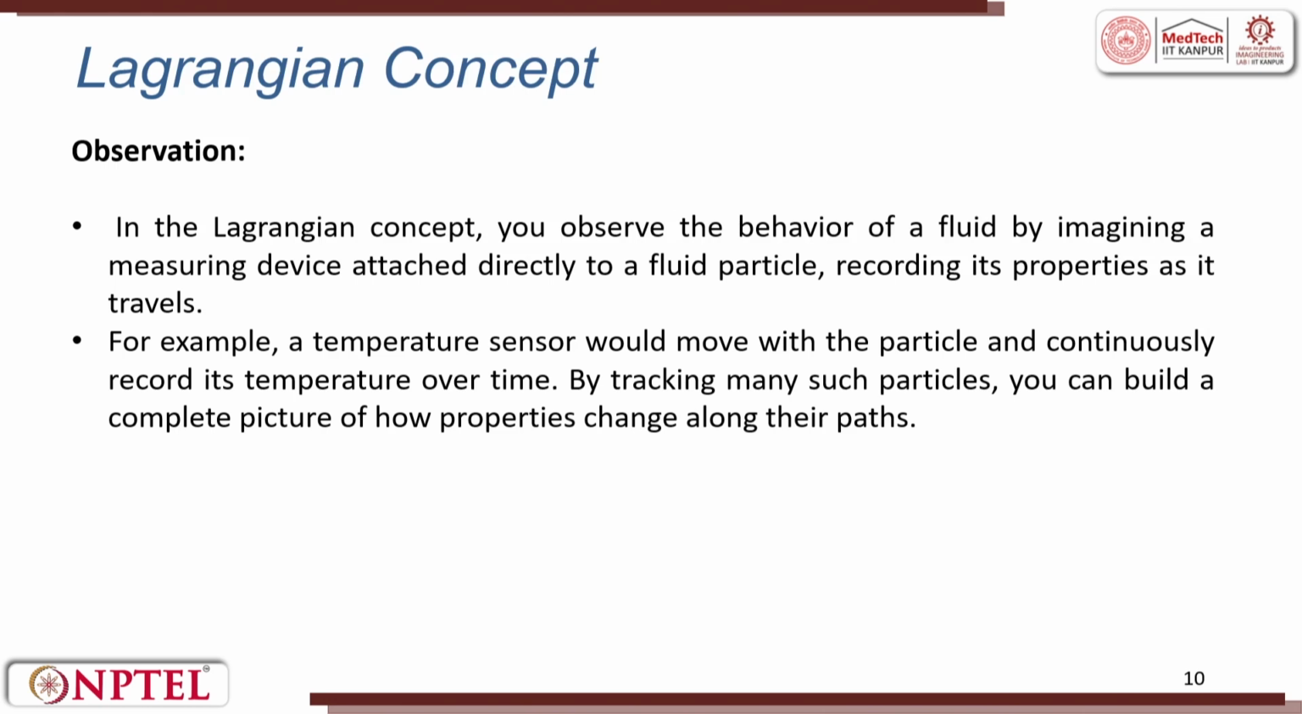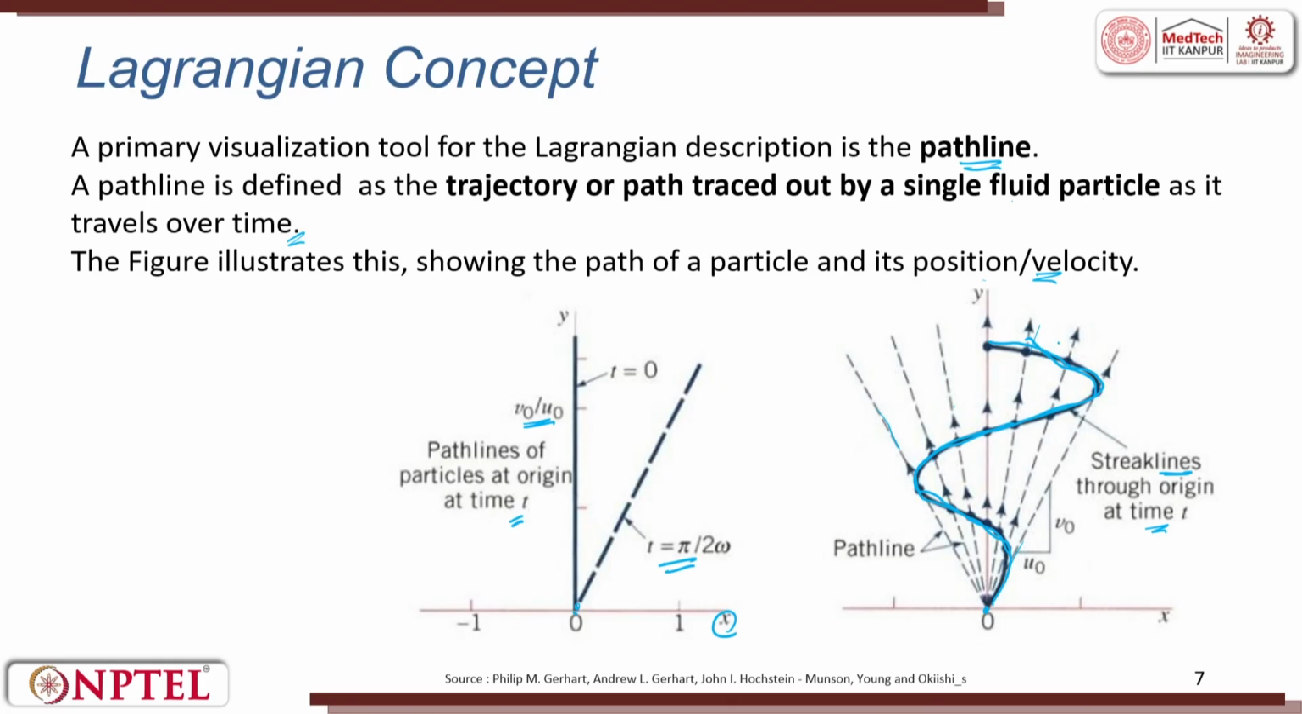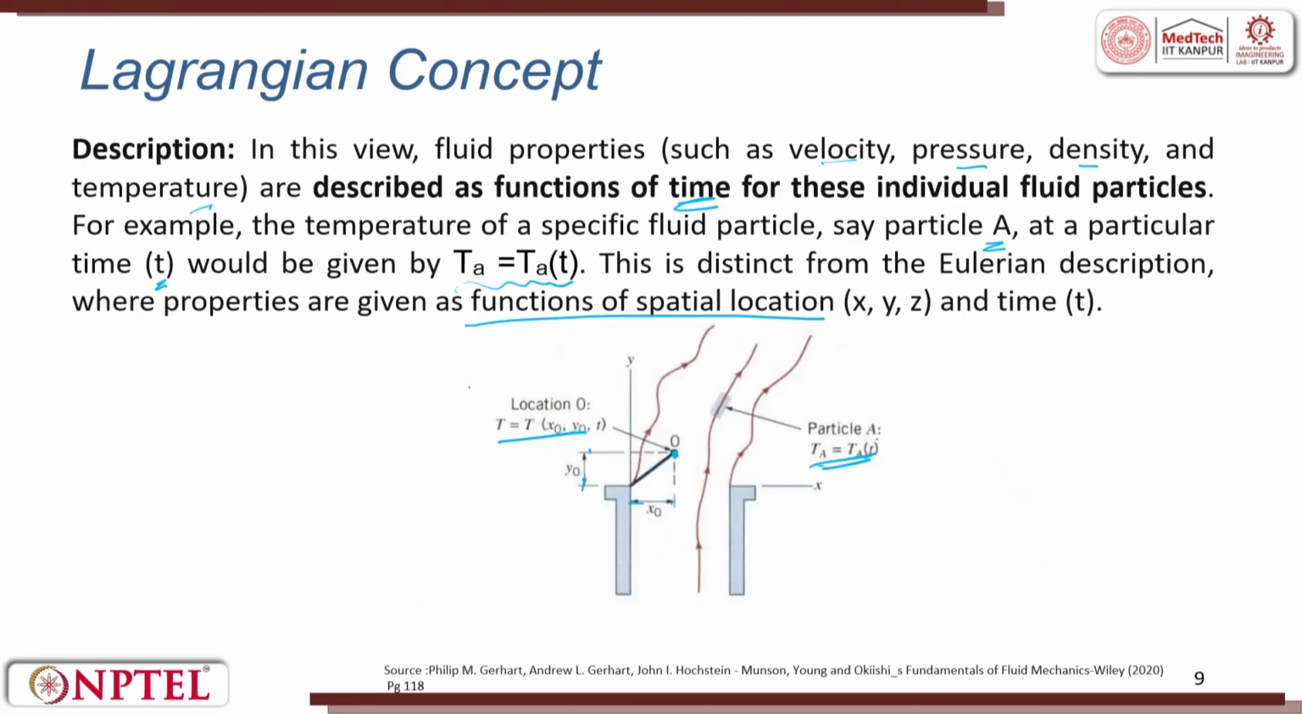The observation is, in the Lagrangian concept, you observe the behavior of a fluid by imagining a measuring device attached directly to the fluid particle, recording its property as it travels. For example, a temperature sensor would move with the particle and continuously record its temperature over a period of time. By tracking many such particles, you may build a complete picture of how a property changes along its path. So, this is what we are trying to talk about: when the particle is moving along, how does it change its property?